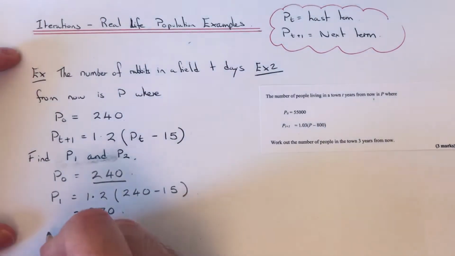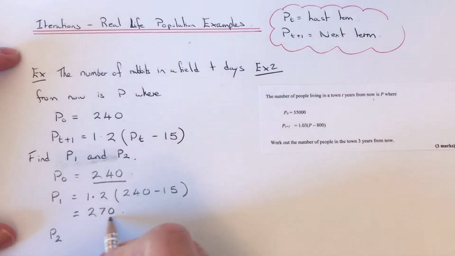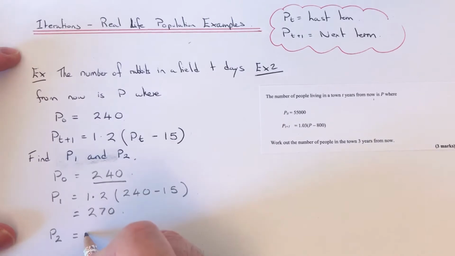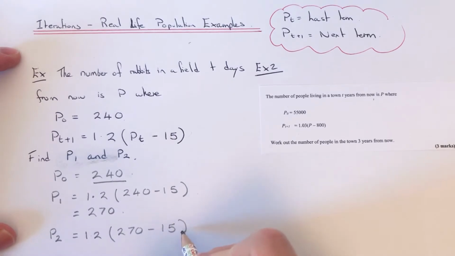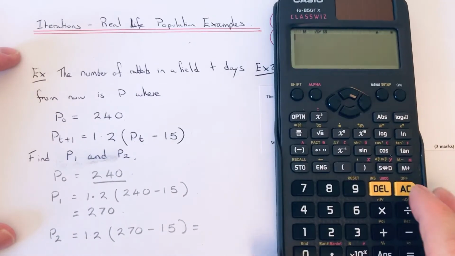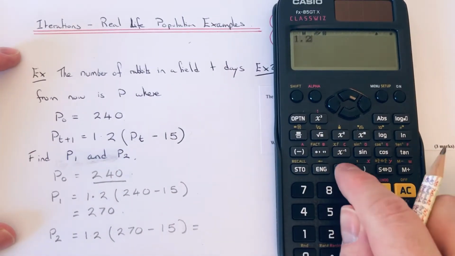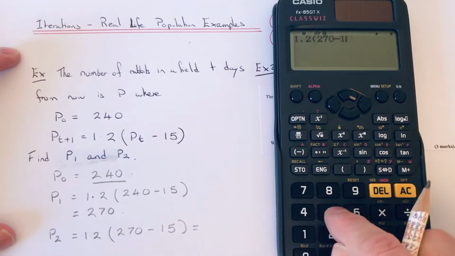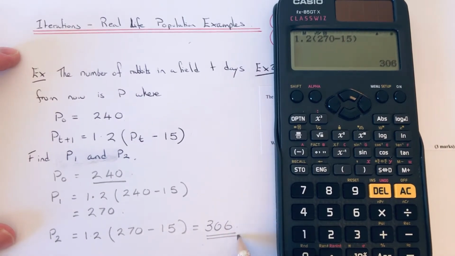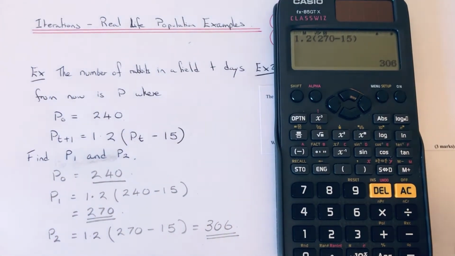Now to get P2, you substitute this last term that we've just worked out, 270, in for p little t again. So we go 1.2 bracket 270 minus 15. Again, we can just put that on the calculator. And that gives an answer of 306. Okay, so P1 was 270 and P2 is 306.